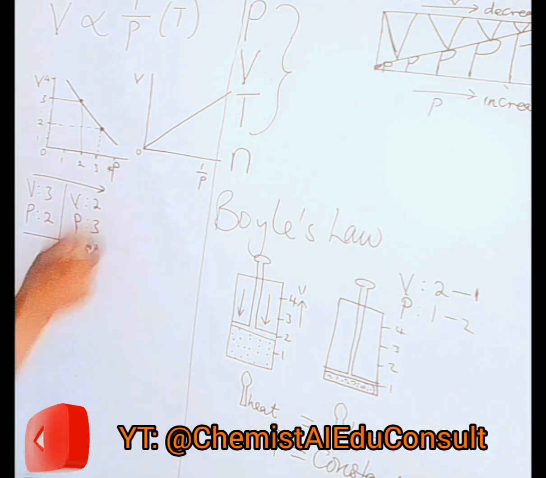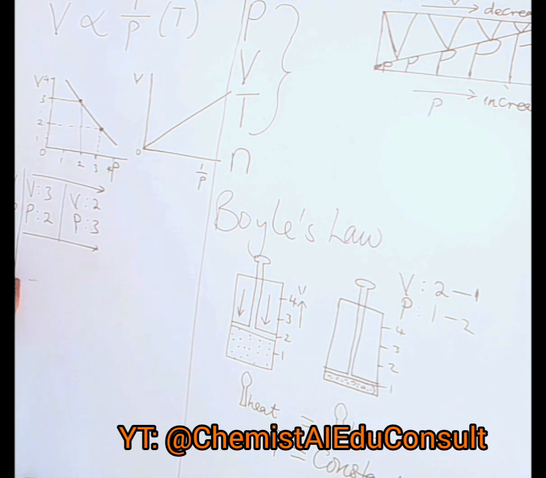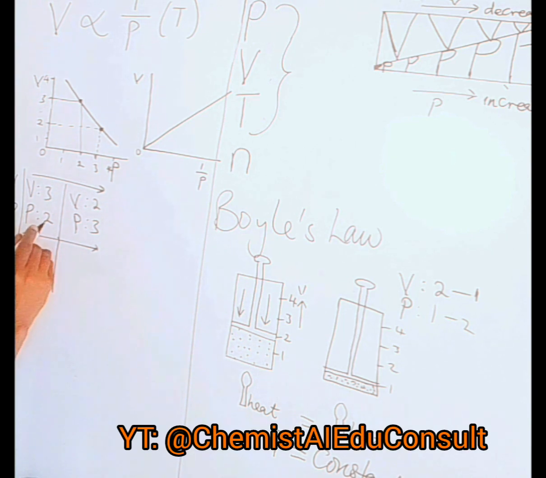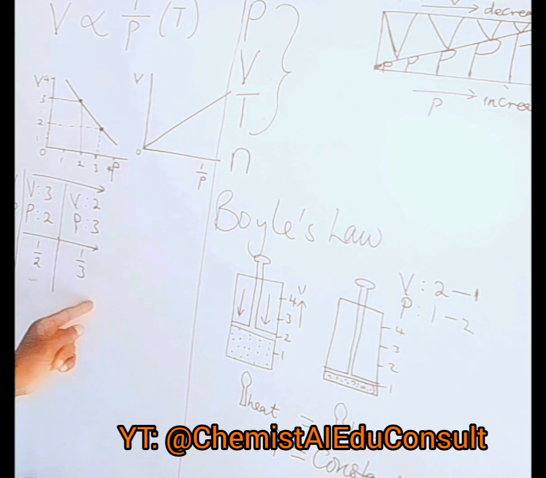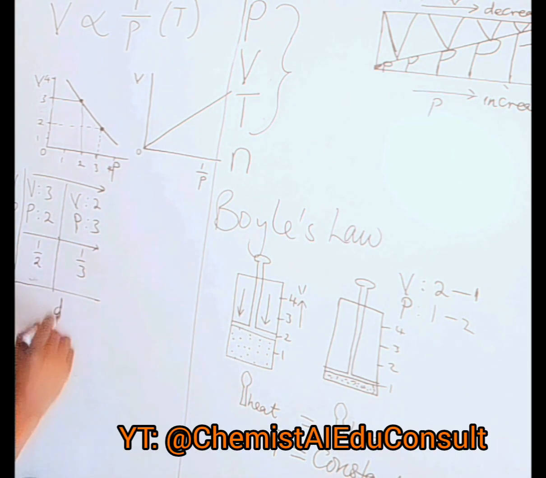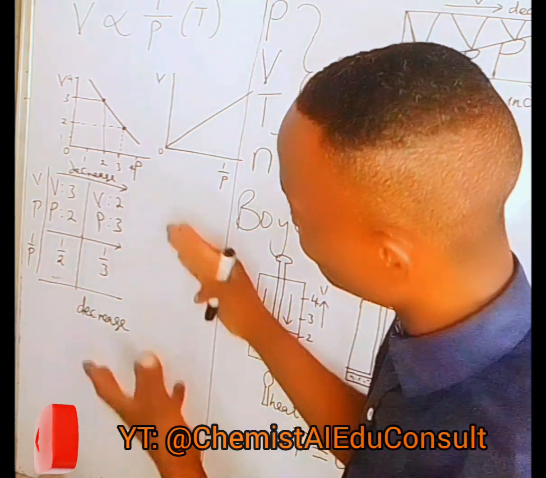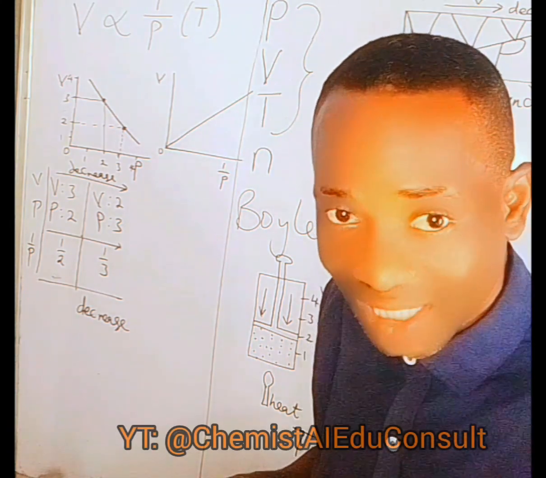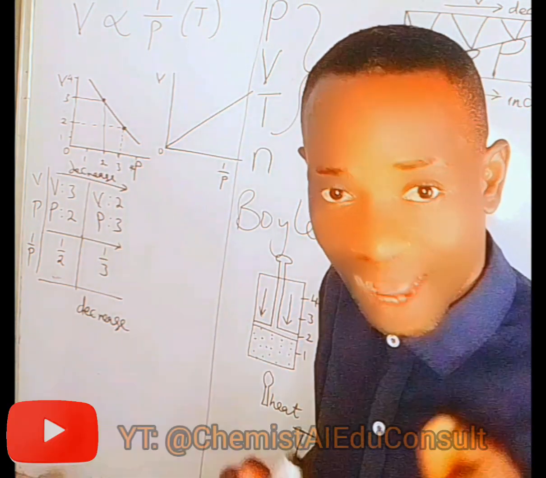Let's check it here. Let's talk about, if this is volume, this is pressure, and we have inverse of pressure, right? Now, what is the inverse of pressure here? 1 over P, right? Pressure is 2 here, we have 1 over 2. Pressure is 3 here, we have 1 over 3. Is this an increase or decrease? Of course, half is greater than a third, so this is a decrease, right? If volume decreases and inverse of pressure also decreases, it means volume and inverse of pressure are directly proportional, which is the same thing as volume and pressure inversely proportional. I hope you are following.